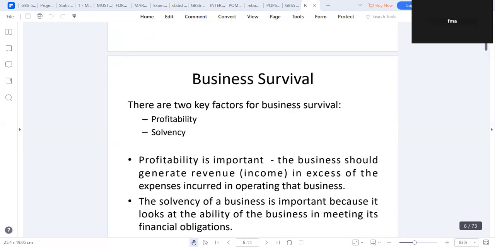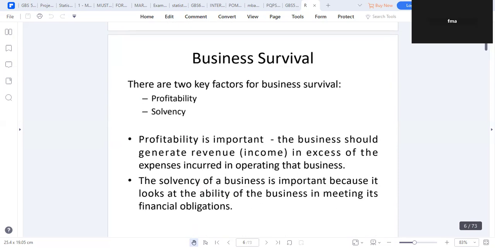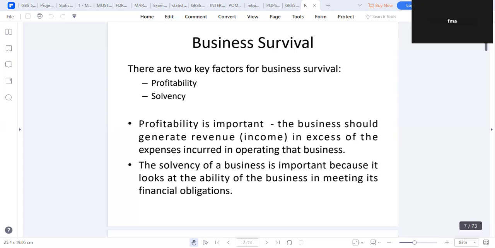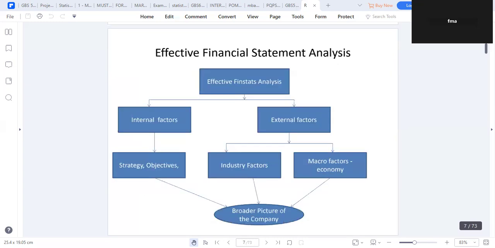So there are two key types of analysis that appeal to survival, and these are analyses to do with profitability and solvency. Profitability is important to a business because the business should be able to generate excess revenues above expenses. Solvency, on the other hand, looks at the ability that a firm or business has in meeting its debt obligations. So financial statement analysis will look at internal and external factors.